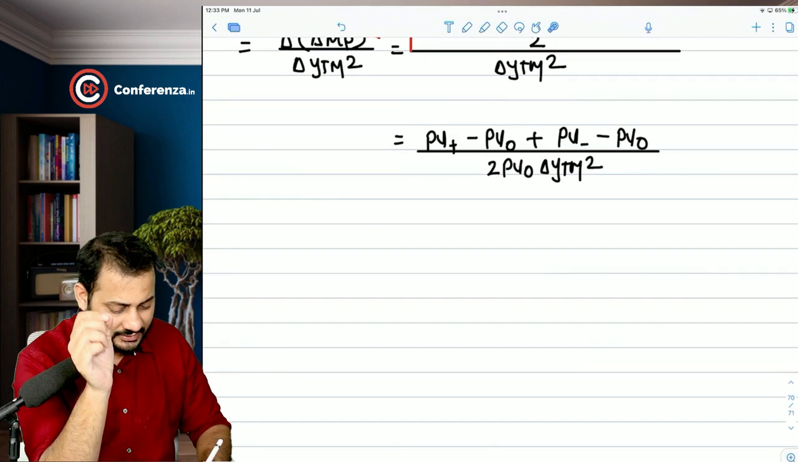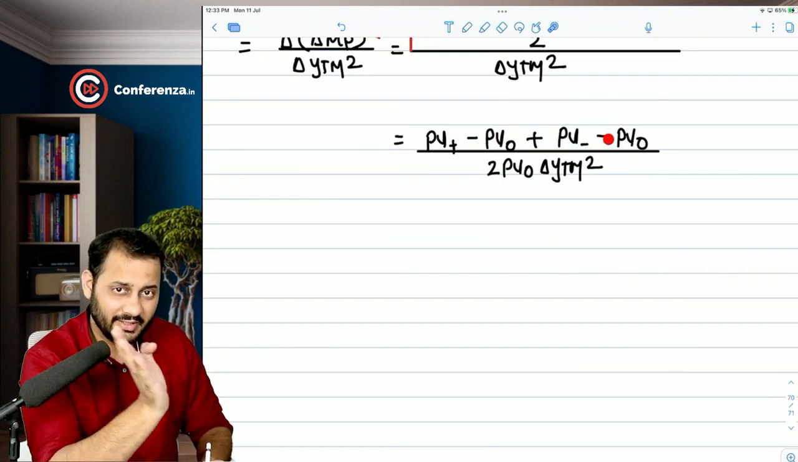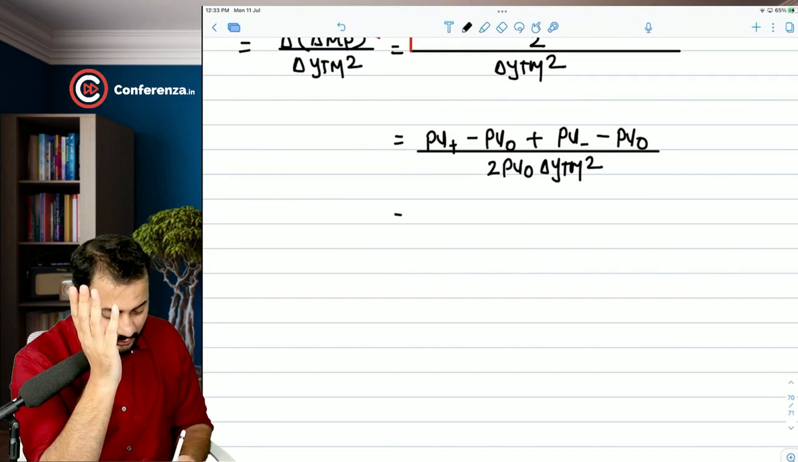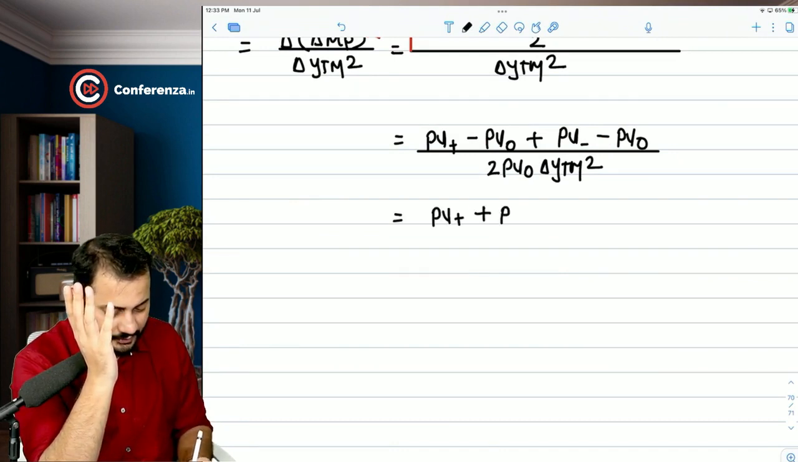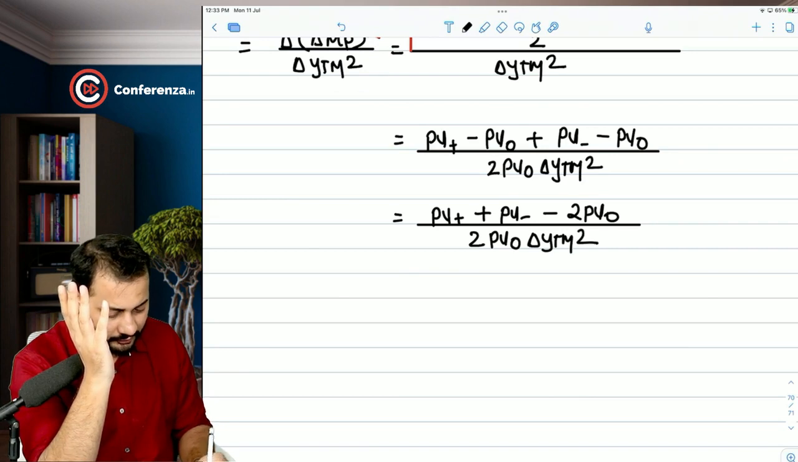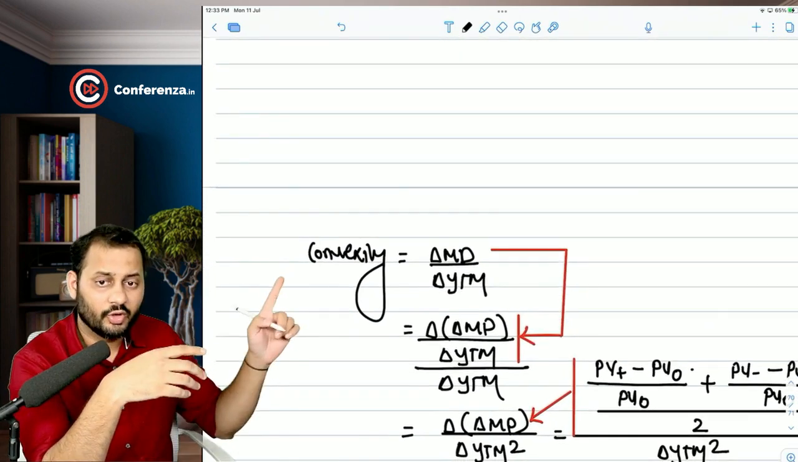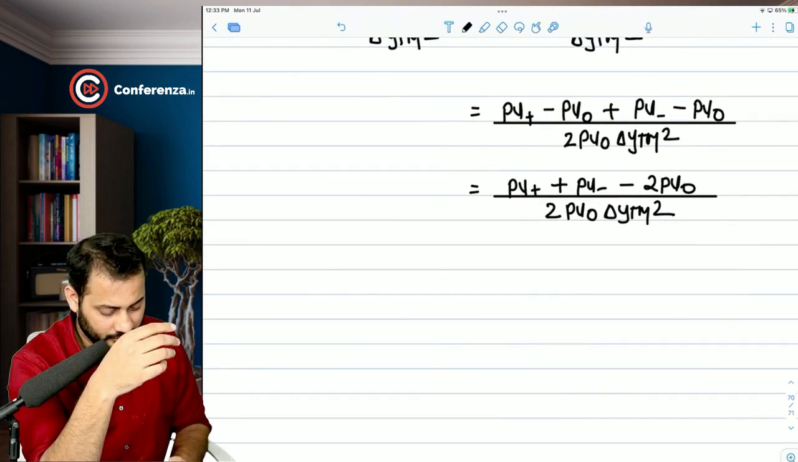Now one last step. This minus PV0 and minus PV0 are common. We can take it outside. So PV plus PV minus 2 PV0 divided by 2 into PV0 into change in YTM square. What is exactly this thing? This thing is nothing but convexity. So this is the formula for convexity.